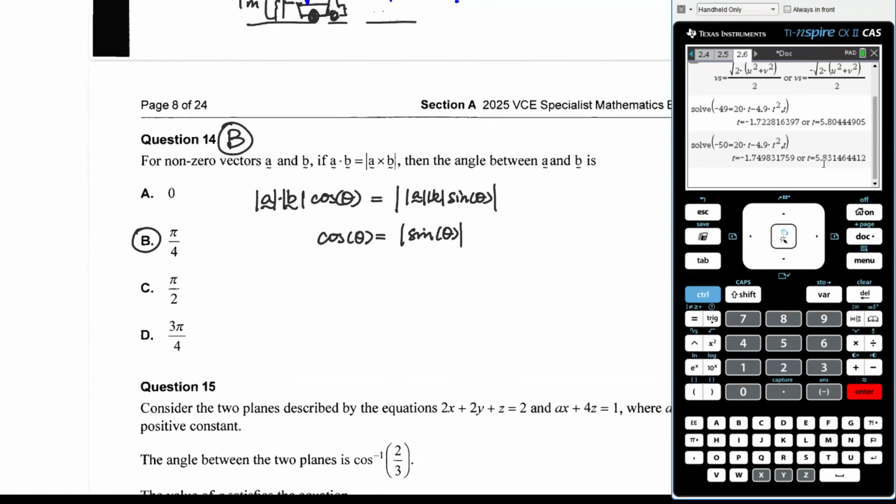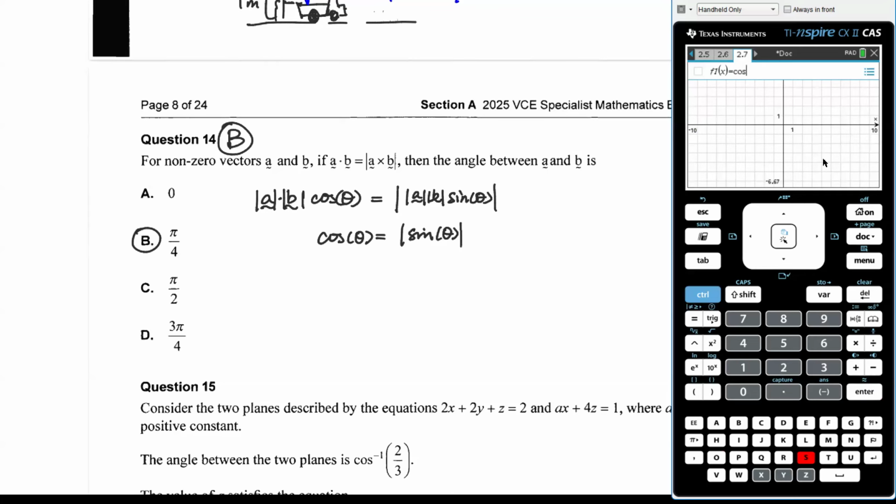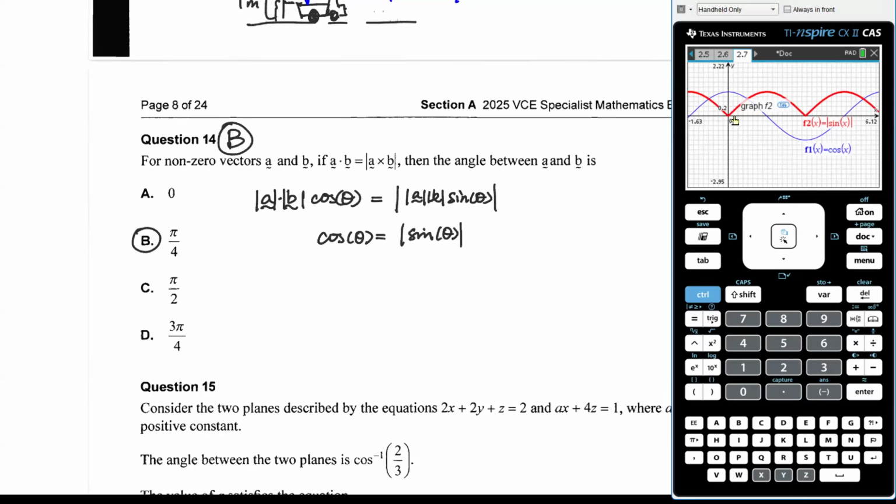And if you draw the two graphs, cosine of x and absolute sine of x, okay, pi over 4. You can see at 3 pi over 4, they are not intersecting with each other. This is the only solution between 0 and pi, okay? So that is question 14.